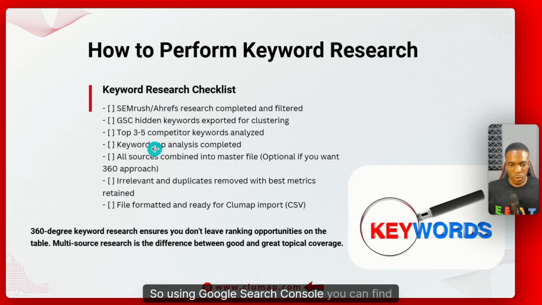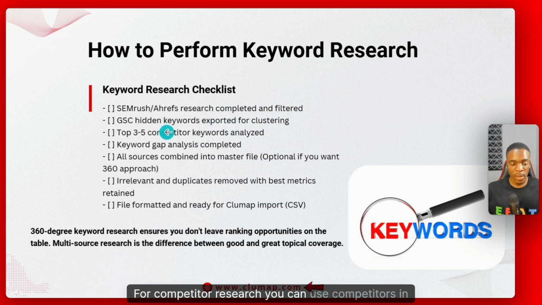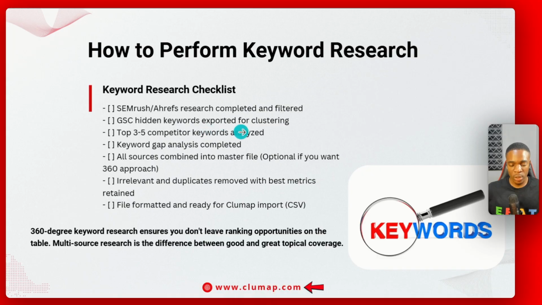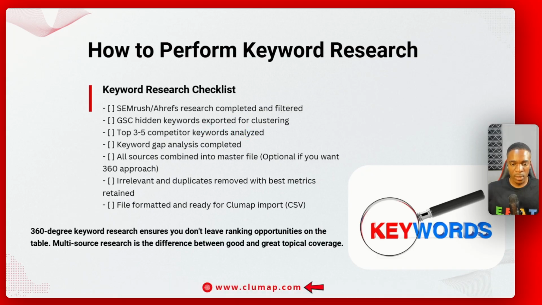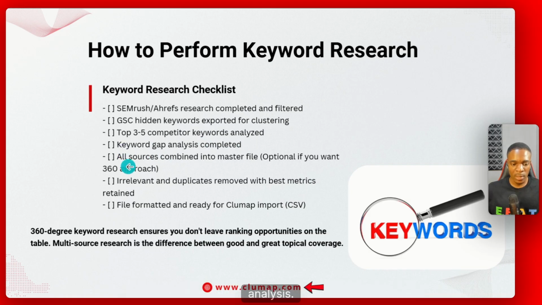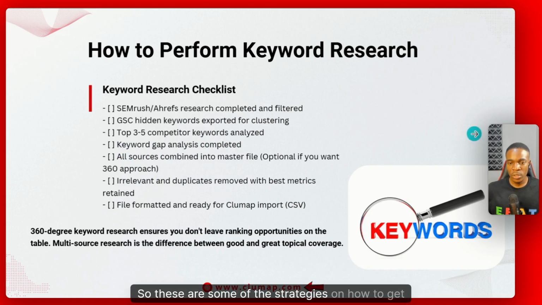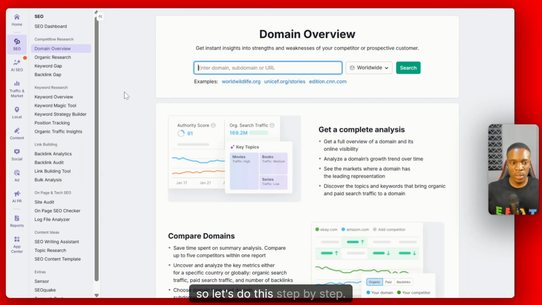Using Google Search Console, you can find keywords you might not be able to find in keyword research tools. For competitor research, you can use competitors in your niche and use their domains to extract keywords they are ranking for to build your own topical map. You can do keyword gap analysis. So these are some of the strategies on how to get started with keyword research. So let's do this step by step.